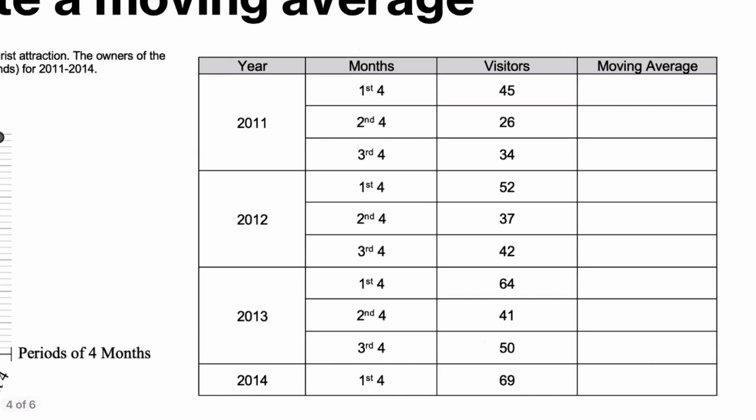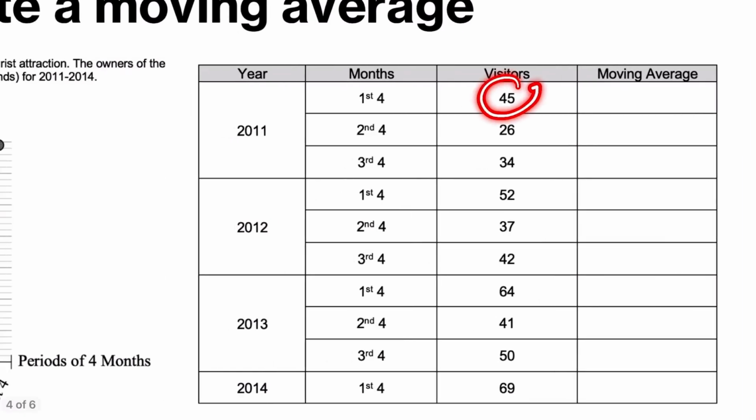We're given our number of visitors every 4 months in 2011. So there were 45,000 visitors in the first 4 months of 2011, 26,000 in the second 4 months, and 34,000 in the third 4 months. To calculate the 3-point moving average, we're going to use the first 3 points and we're going to find their average. The calculation will look like 45 plus 26 plus 34 all divided by 3. So the moving average for the first 12 months is 35,000 people visiting the attraction.